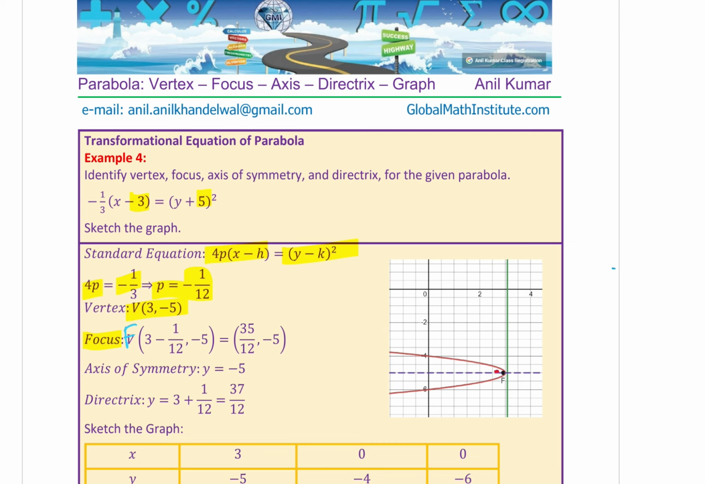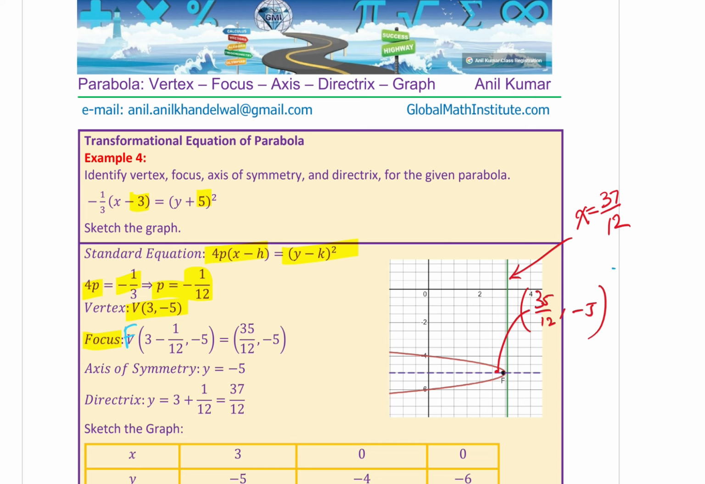So the focus is very close here to the graph, which is at 35 over 12, minus 5, correct? So that is what the focus is. The directrix will be on the right hand side. So this is the directrix, which is a vertical line, x equals 3 plus 1 over 12, 36 plus 1 is 37, so x equals 37 over 12.